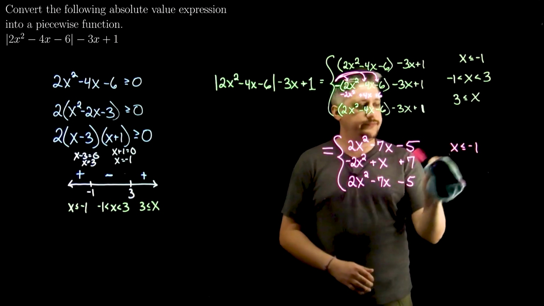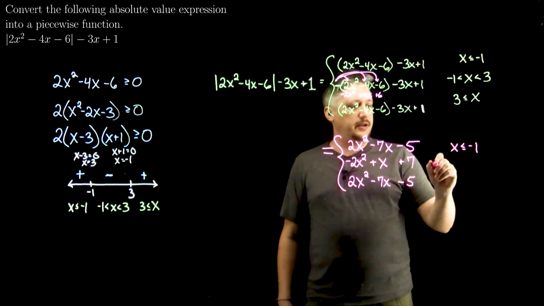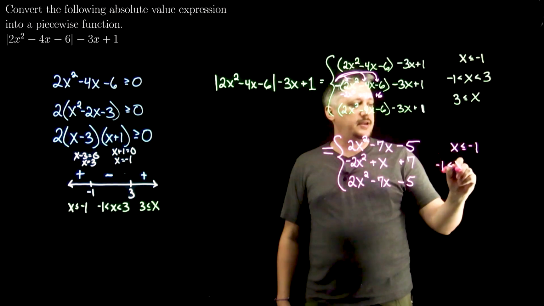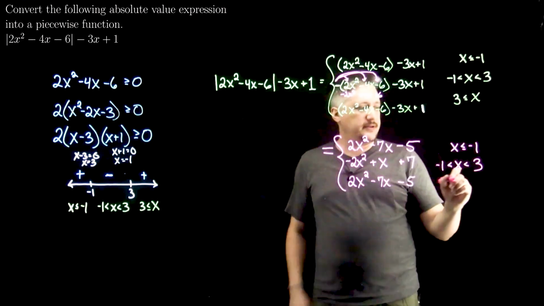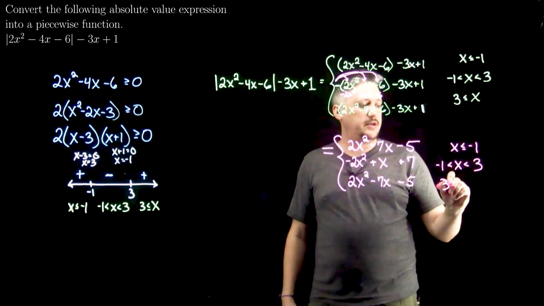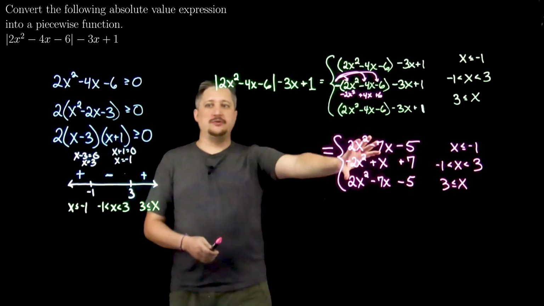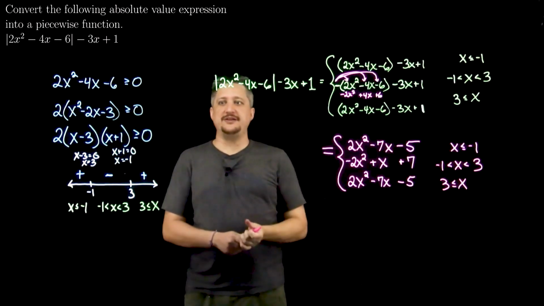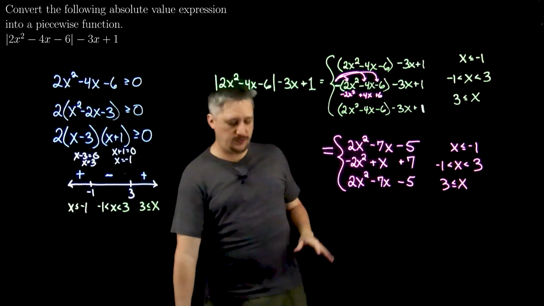This doesn't erase well, so I'm just going to erase it all. There we go. Negative 1 less than x less than 3, and 3 less than or equal to x. Okay, and so this is the final version, right? This is the piecewise function that this thing translated into, that I sort of got to.